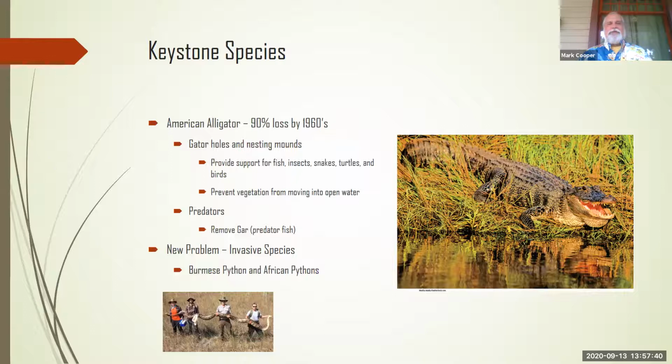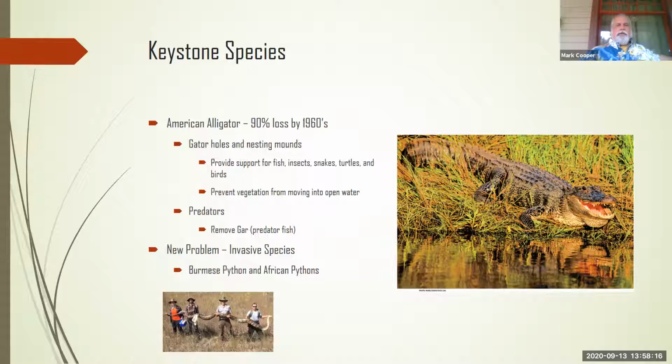Some other keystone species. Another one is the American alligator. Back in Florida, they were definitely threatened, being taken out. And so it turns out just their behavior, they make gator holes they lay in and nesting mounds, and this supported a bunch of different other wildlife. And so once those numbers started back up, once we stopped killing them, the Everglades and things have recovered.